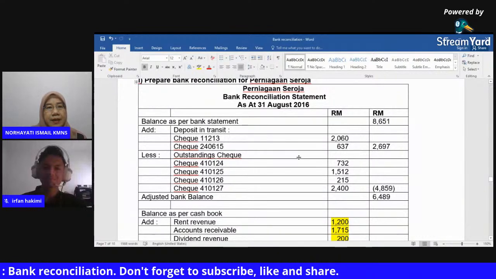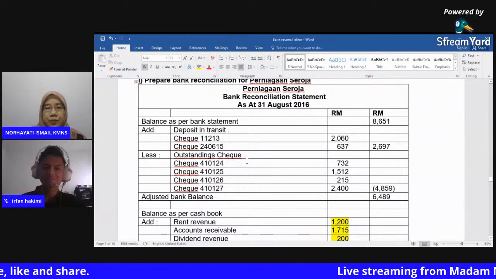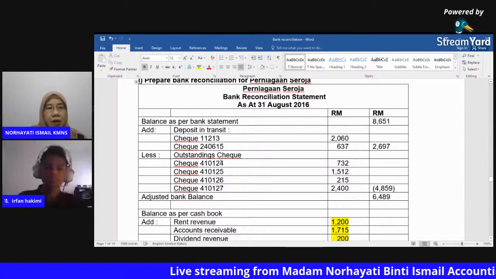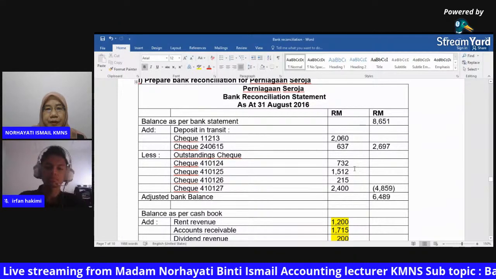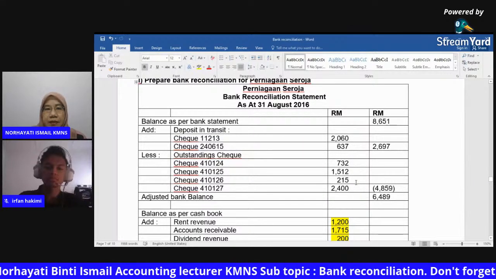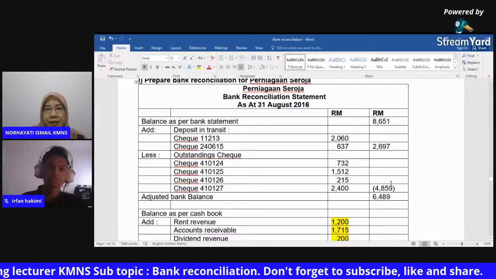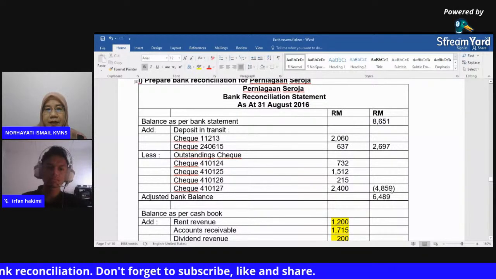And then you have to deduct all the outstanding checks. It means that we have recorded in the cash book, but not in the bank statement. So we have to deduct all these items: 732, 1,512, 215, 2,400. So the total for deduction is 4,859. And the adjusted bank balance is 6,489.